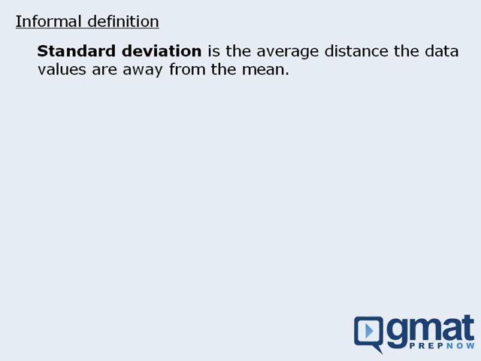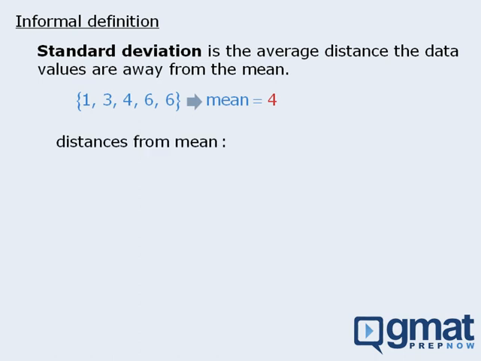So let's use this definition to find the approximate standard deviation of the numbers we used in the last example. So first, we will calculate the mean of the numbers, which is 4. Now that we know the mean, we can determine the distance that each number is away from the mean. The first number is 1, and it is 3 units away from the mean of 4. The second number is 3, and it is 1 unit away from the mean of 4.